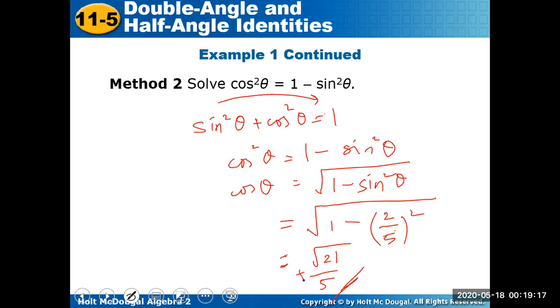Let's say that if theta was mentioned in some other quadrant, second, third, or fourth, then according to the sign convention that you learned in term 2, the ASTC. So in the first quadrant, all are positive. Second quadrant, only sine is positive. Third quadrant, tan is positive. And fourth quadrant, cosine is positive. So as per that, you have to give the sign.